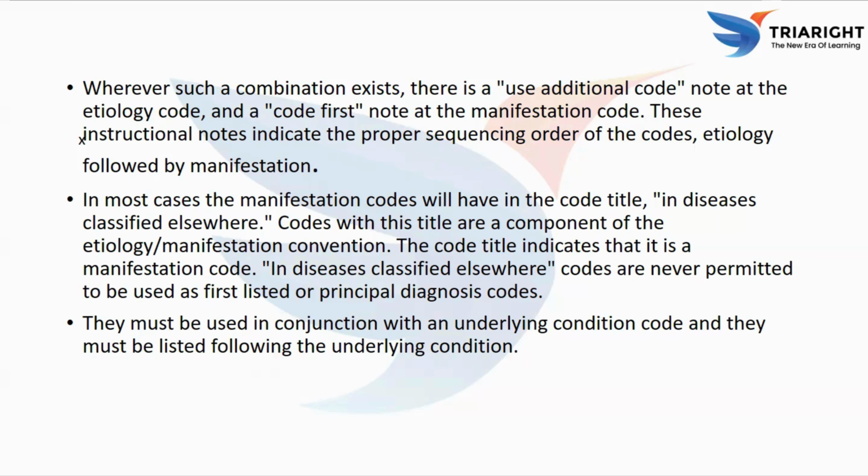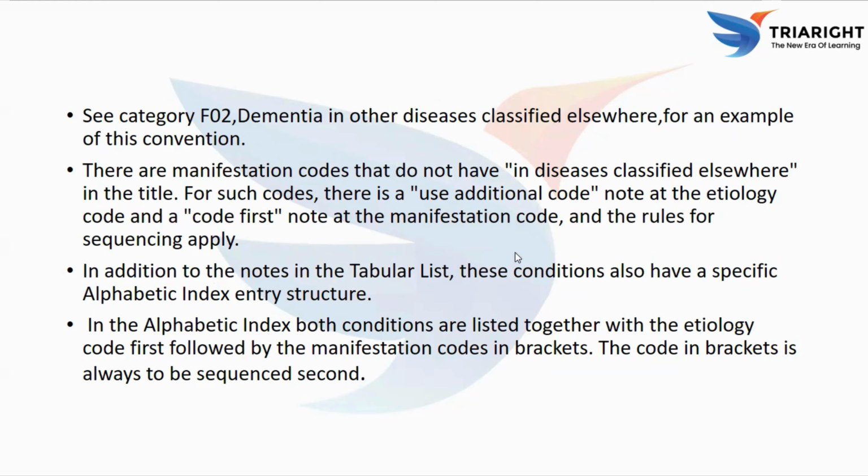For example, diabetes causing kidney disease. Here, the etiology is the diabetes, whereas the manifestation is kidney disease, right? So you have to code the diabetes first because it's an etiology and an underlying condition. And kidney disease is a manifestation, so this can be coded next to the etiology. An example of this manifestation and etiology is F02, dementia in other diseases classified elsewhere. This is an example where the manifestation code is dementia. This can be linked with the cause, which is another disease.